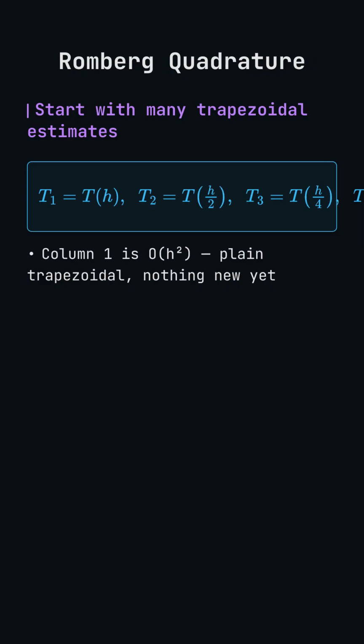Instead of computing the trapezoidal rule just twice like we did for Richardson extrapolation, compute it many times, halving h every time. T1 uses 1 panel, T2 uses 2, T3 uses 4, T4 uses 8. Stack these vertically, that's column 1 of the Romberg table.